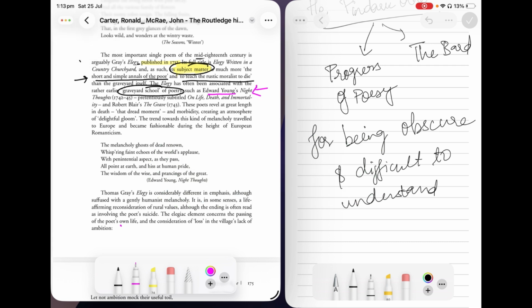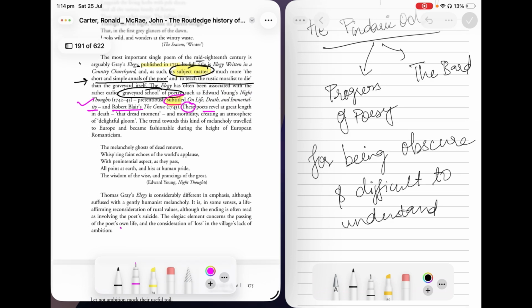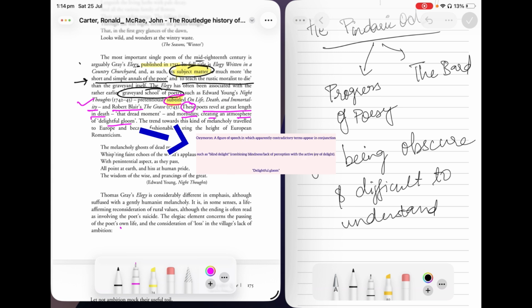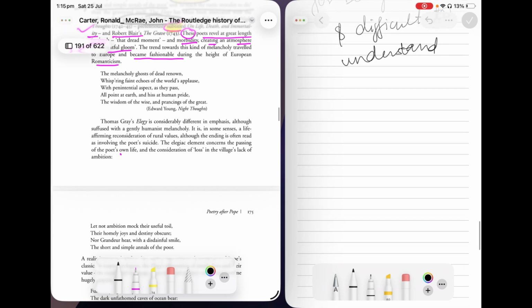Edward Young's work, Night Thoughts, you have to read this one also. And its subtitle is already given: The Complaint, or Night Thoughts on Life, Death, and Immortality. Then The Grave. They say these poets dwell at great length on death because they are writing on death and mortality, creating an atmosphere of delightful gloom. So remember this phrase, delightful gloom. The trend toward this kind of melancholy traveled to Europe and became fashionable during the height of European Romanticism. So from the start, till reaching toward Romanticism, we are seeing the rise of the Graveyard School.